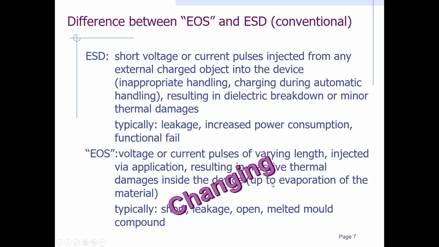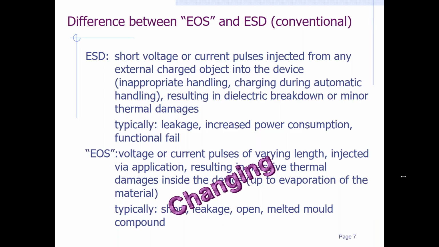So sometimes you hear people talk about what's the difference between EOS and ESD, and this is where we start to get a little bit into the language. So ESD is this very short voltage or current pulse that's injected into an external object, and we know that ESD has occurred often because we've done it in a test, or we can relate back to an automatic handling machine or wrist straps going out of control, something of this sort.